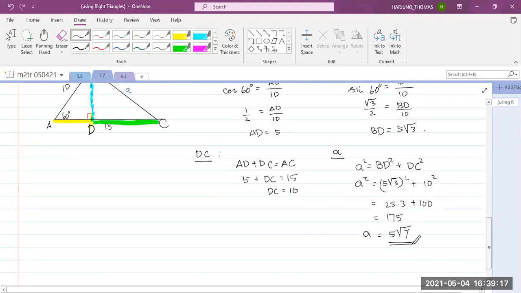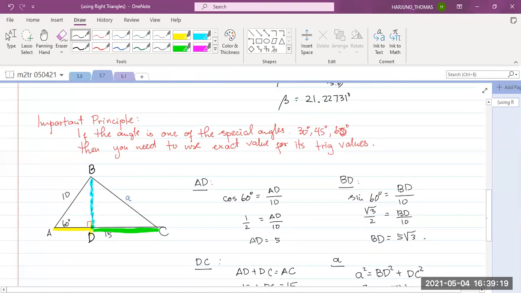Now, what I meant by if it is a special angle, you need to use the exact value, that's what I meant. You don't make it into a decimal here. Don't make it decimal. But if you don't have special angles, like say 37 degrees, like what we had earlier, then you use a calculator.